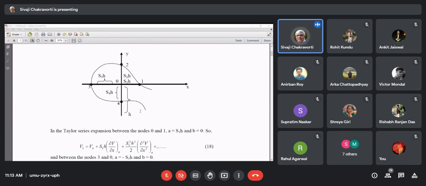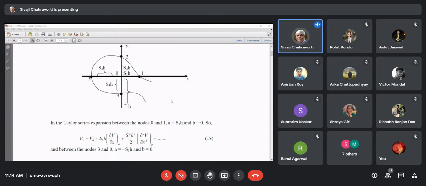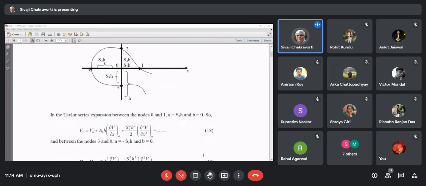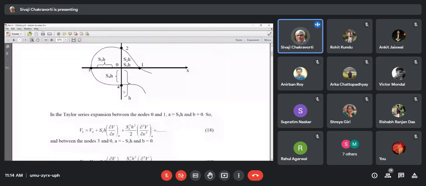With this, we apply the Taylor series between 0 and 1, following the same approach that we did in our last class. So V1, that is at X plus A, Y plus B, where A is S1H and B is 0, as you can see here. So we write equation 18.